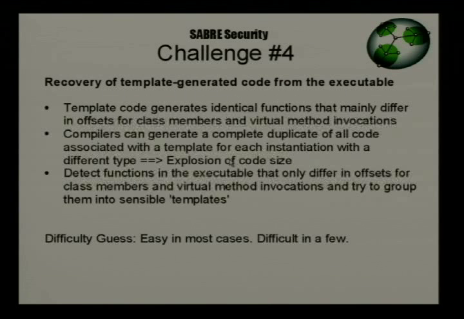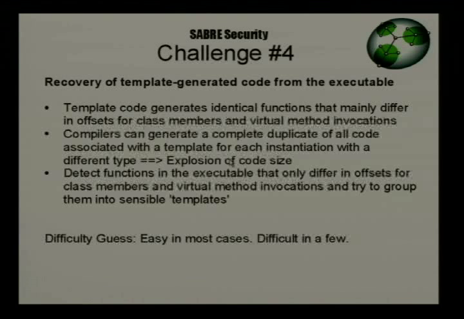All right, challenge number 4, recovery of template-generated code from the executable. Well, templates, we've all seen them. They tend to generate a lot of duplicate code because essentially every time you instantiate a template with a new type, all the functions for that template will be duplicated in the executable. So you'll get like 50 variants of the same function which only differ basically in offsets and call targets. And that just means that you have a massive explosion of code size.